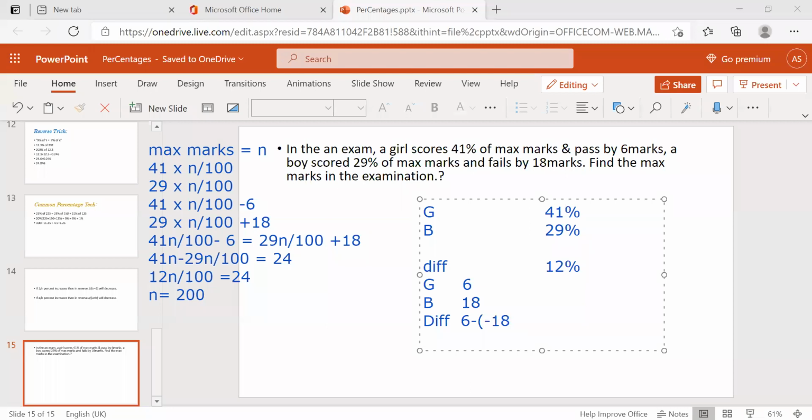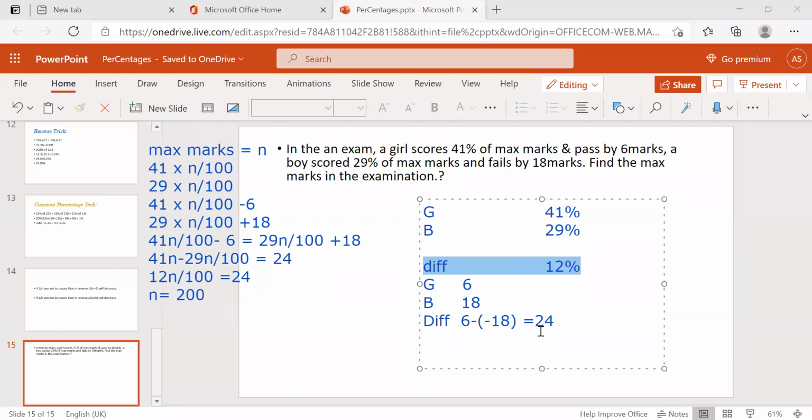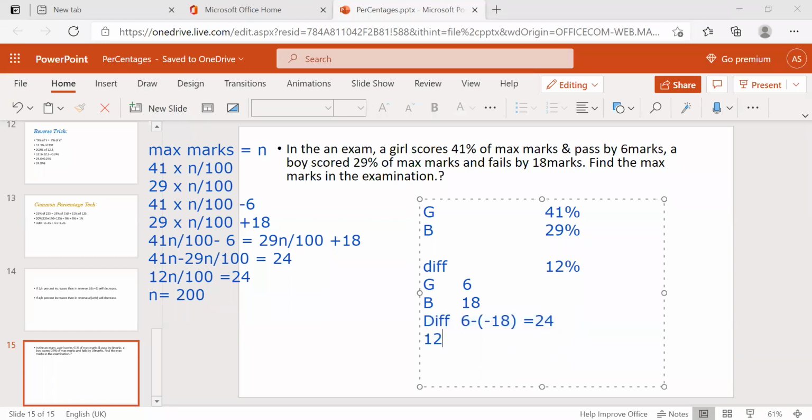Why? Boy required 18 marks first of all. And then girl is 6 marks more. So 18 plus 6 is nothing but 24. And we know the difference is 12% here, and the difference is 24 marks here. This is the marks and this is the percentage. Then fine, 12% is equal to 24.